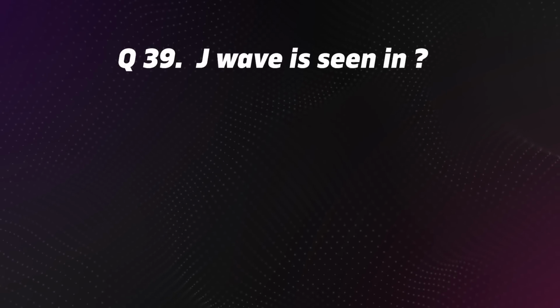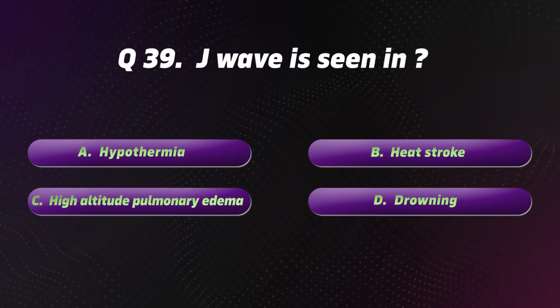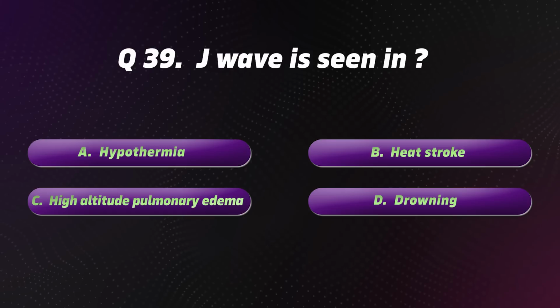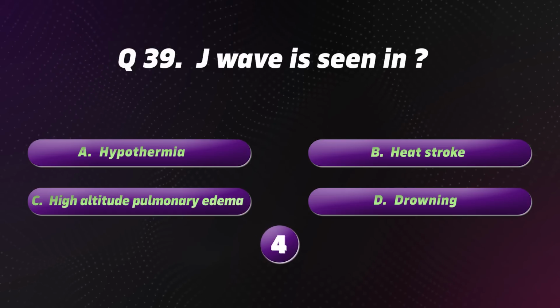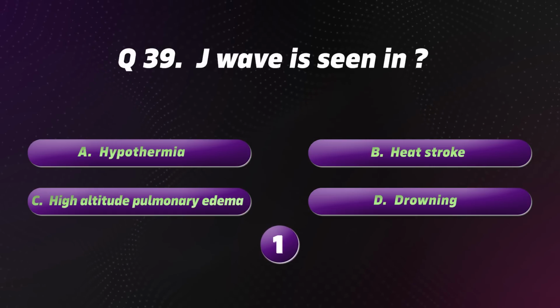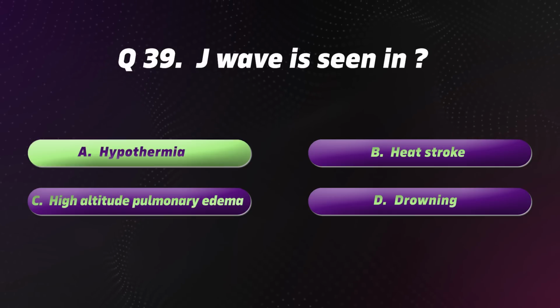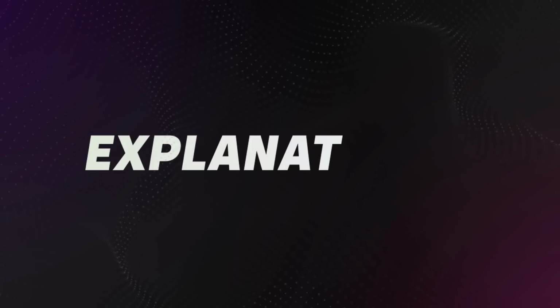Question 39. J-wave is seen in. Here are the options. A. Hypothermia. B. Heat stroke. C. High altitude pulmonary edema. D. Drowning. And the correct option is A. Hypothermia.